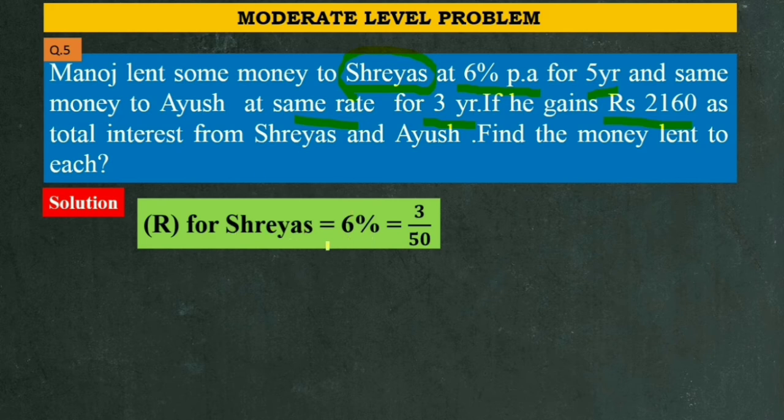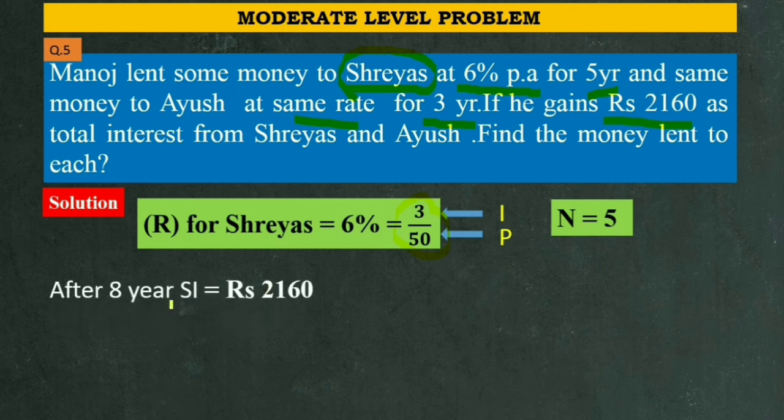After doing it in terms of fraction, that is 6 by 100, we will get the value of 3 by 50. Now the 50 represents the value of the principal, and the 3 represents the value of the interest. Now the n value, that is the period, is given for Shreyash, that is equal to 5 years. After 8 years, in the question it is given that the total interest from Shreyash and Ayush amounts to rupees 2160. So after 8 years SI is equal to rupees 2160.